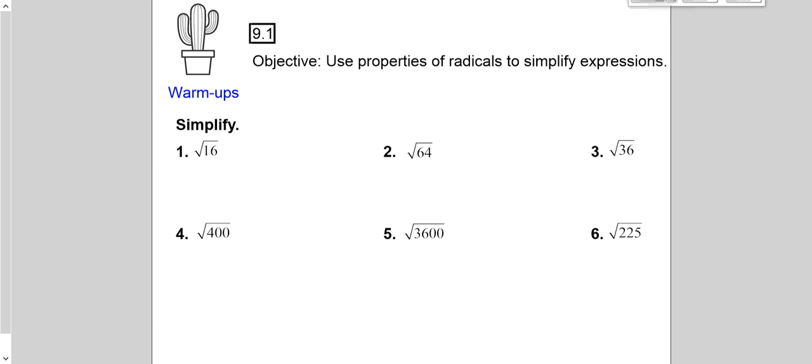Hello, and welcome to another Algebra 1 lesson. This is lesson 9.1. Our objective: use properties of radicals to simplify expressions. Let's start with a few warm-ups.